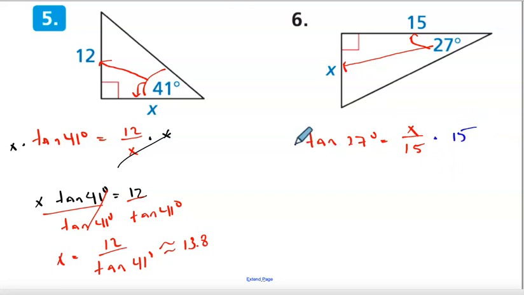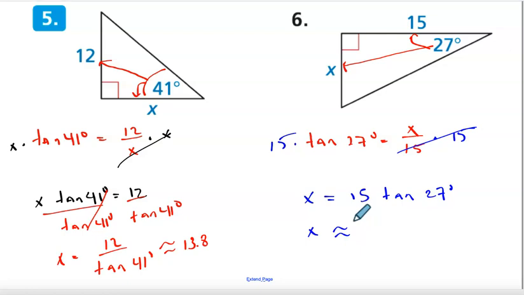I'm going to clear my fraction, same technique. But when I clear my fraction, I get x equals, which is already set up for me. X equals 15 times the tangent of 27 degrees, so x approximately equals 7.6.